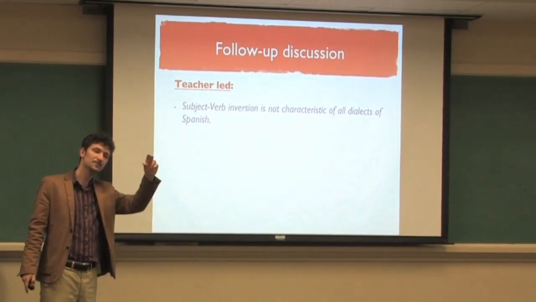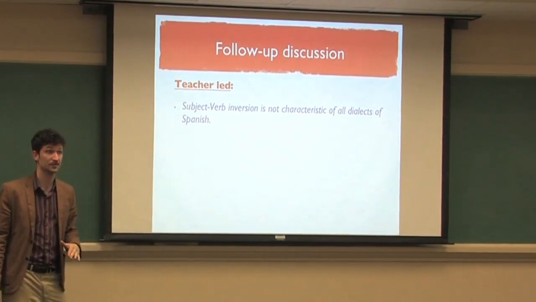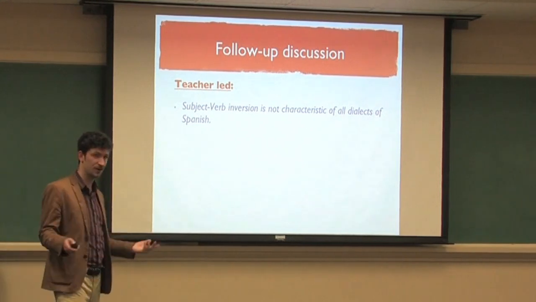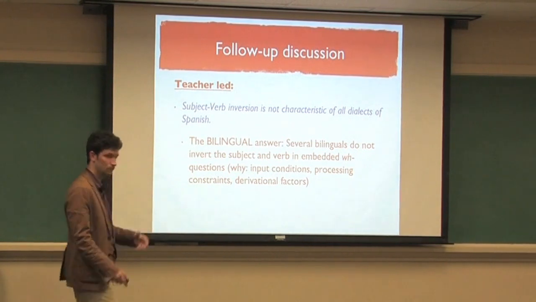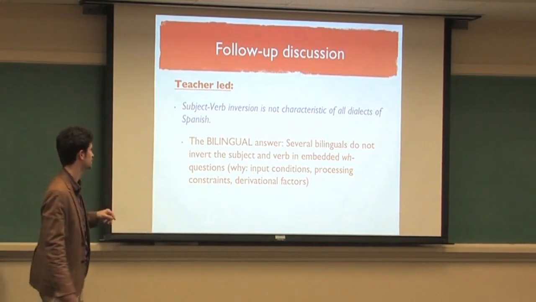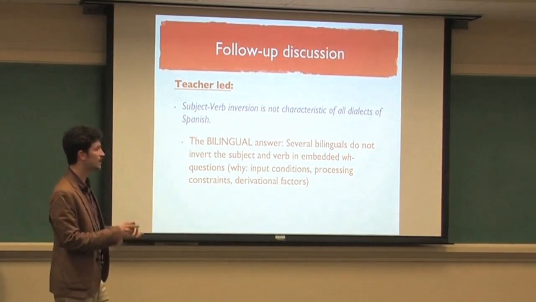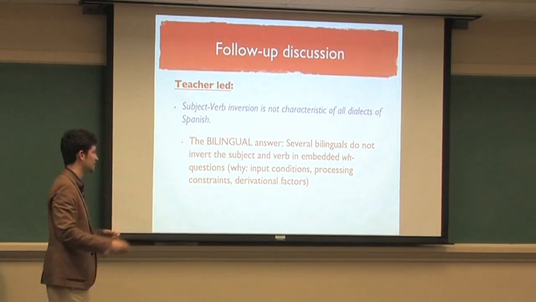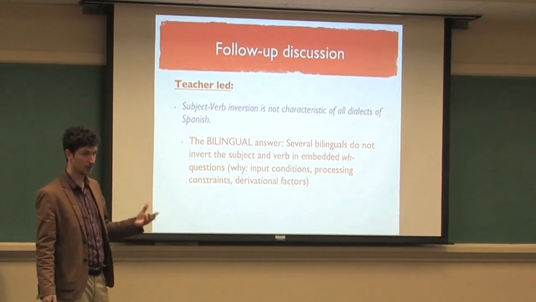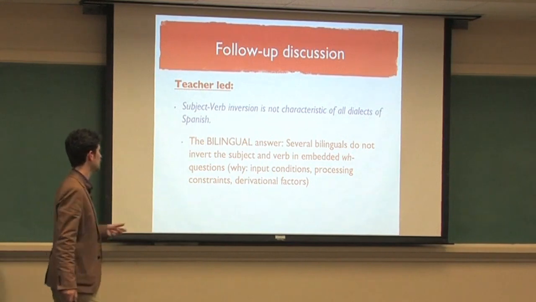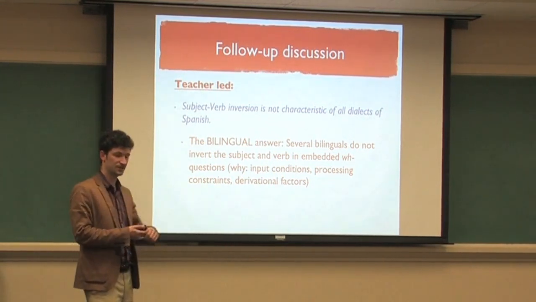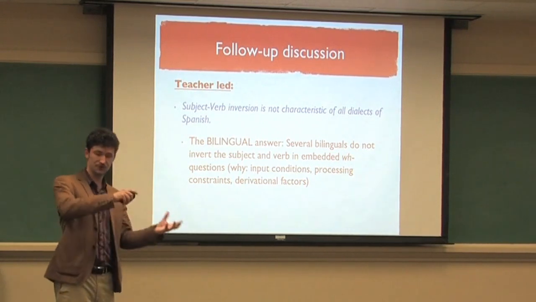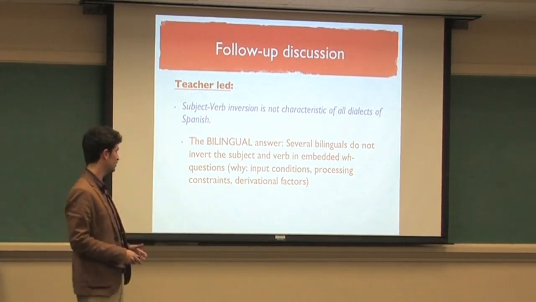We have the bilingual explanation, and we have the monolingual explanation. I think it's always important to share this with them. So for example, the bilingual answer, well, we talked about the research, what it says. Several bilinguals do not invert the subject and verb in embedded WH questions, according to several scholars in bilingual language acquisition. Why? Well, it could be input conditions, processing constraints, derivational factors, transfer from one language to the other.